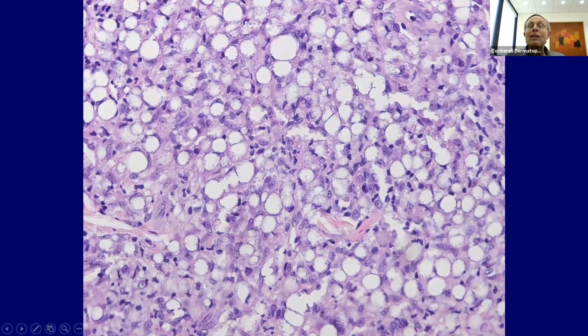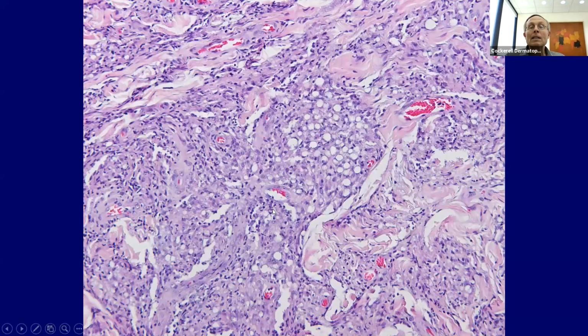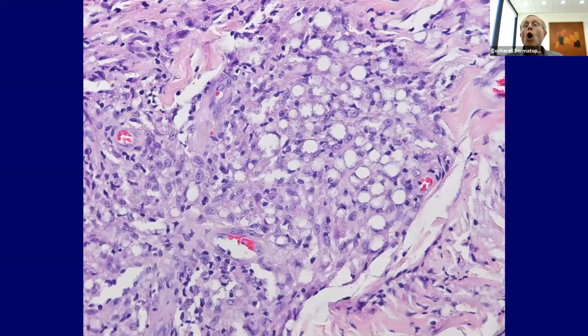These little marquee signs are more classically seen in the New World leishmaniasis, as opposed to the Old World type. Now, you can see it in both, but generally when you see the Old World type, you see the histiocytes that are just filled diffusely with the organisms, as opposed to the New World type where they tend to cluster around the periphery. That's not 100%, but if you see it, it favors that.